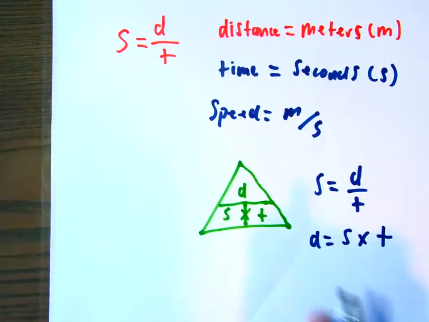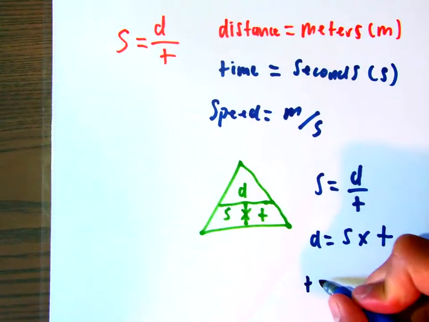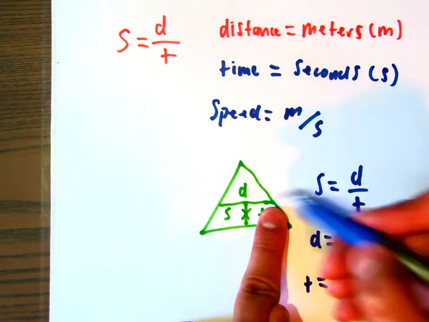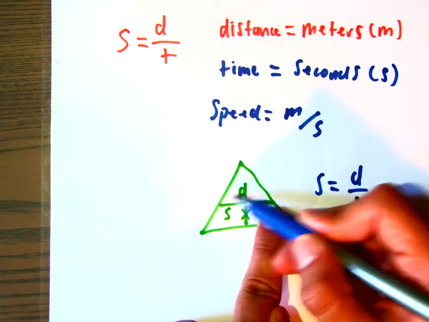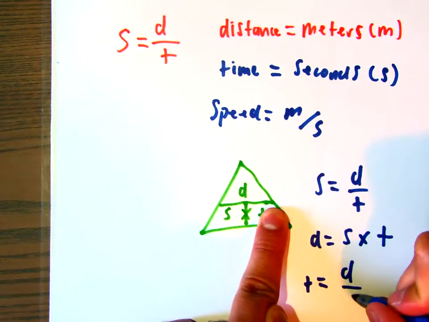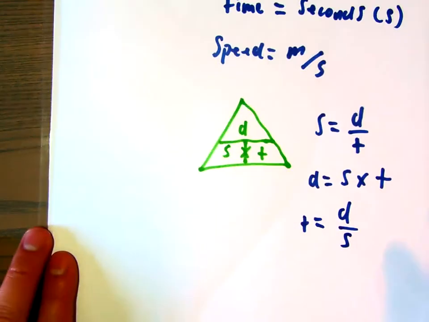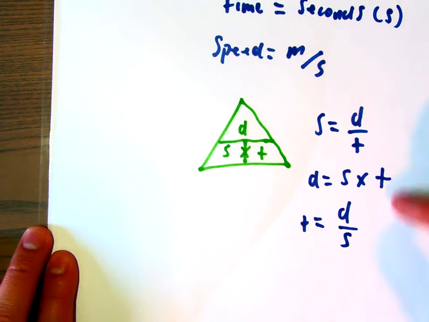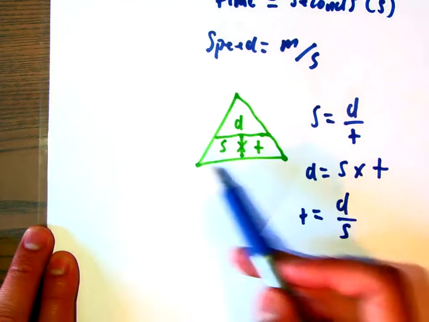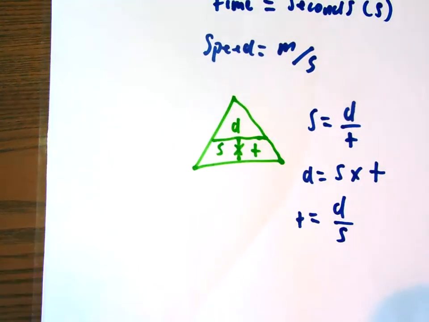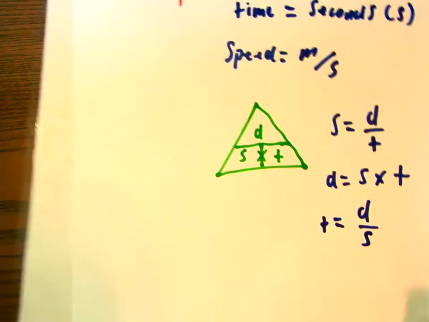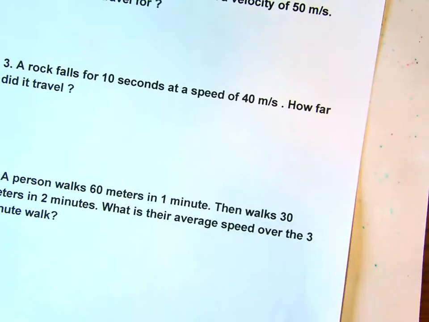Okay, how do I solve for time? Time equals distance divided by speed. Distance divided by speed. So these are the three equations you will be using. Okay, and you want to be able to use this to solve for all of these. Okay, I mean, you can also just plug and solve, and I'll show you guys that method as well. So let's go ahead and go to some practice problems.